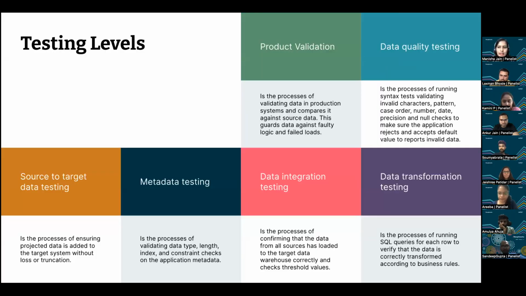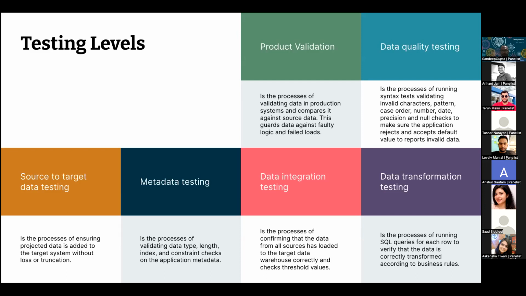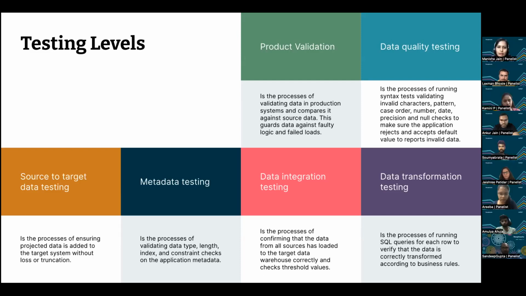All right, different testing levels, right? It's important to understand when we are testing data, what are the different levels at which we want to put the safety nets. Product validation is in the final stage, where we have already done the transformation and the application is live, and we want to validate that the final product matches the actual source data. This is more of a manual testing where we check that there is no faulty logic or failed loads with the data sets and the data transformation that we are testing. This is what happens towards the end.